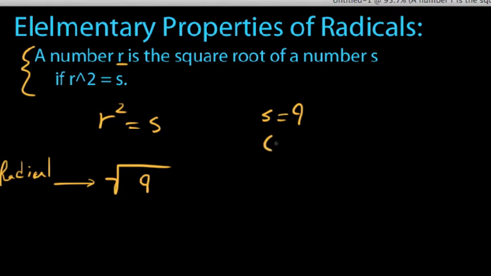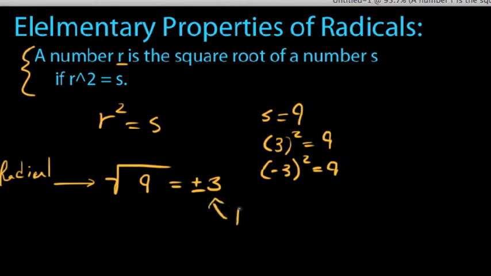I want to recognize a few things here. If we took 3 squared we would get 9, but also if we took negative 3 and squared it we would also get 9. So we say the square root of 9 is positive 3, but it's also negative 3, because we could square a negative 3 and get 9 and square a positive 3 and get 9, so we'd refer to this as the root of 9.